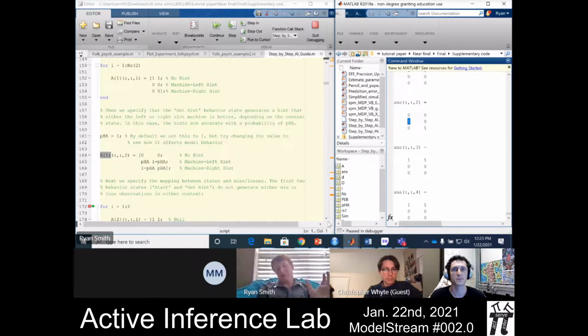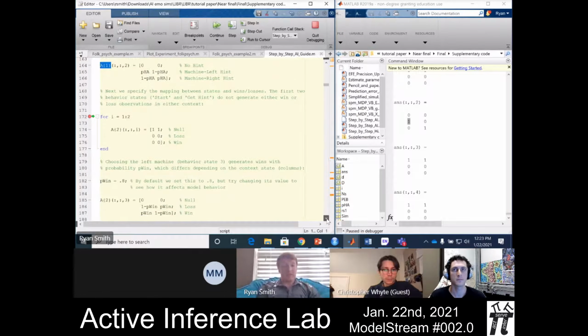So remember, the first state factor is the columns. The second state factor is going to be the third dimension. That's kind of key. So now what I'm going to do is define the second outcome modality. This is another thing that's important: the number here for A that's in the braces corresponds to the outcome modality. So the first set of observations I can get is no hint, machine left hint, and machine right hint. That's one set of observations that we call an observation or outcome modality.